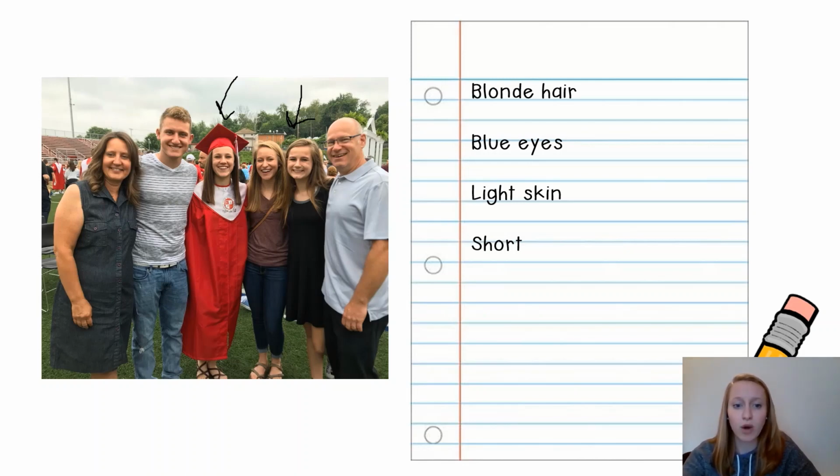Let's compare one more trait. I noticed that one of the traits I wrote down about myself was that I'm short. And I noticed that everyone in my family is pretty close to the same height. That must be a trait we inherited from our parents because we're all close to the same height. We all have the same trait for height.